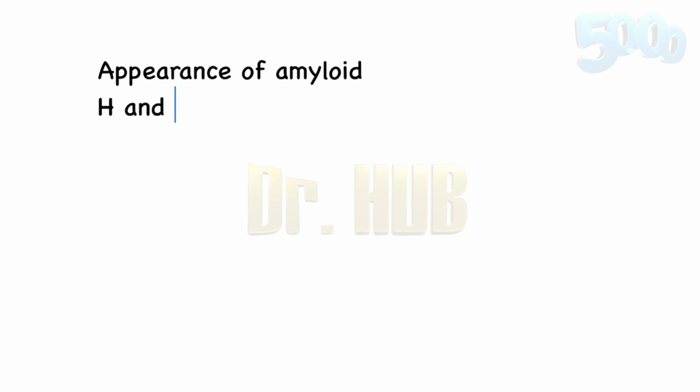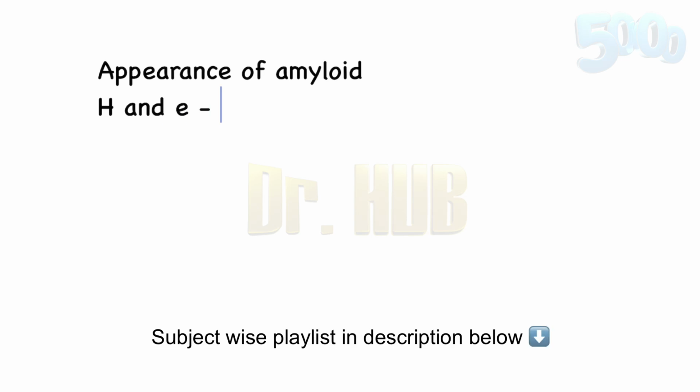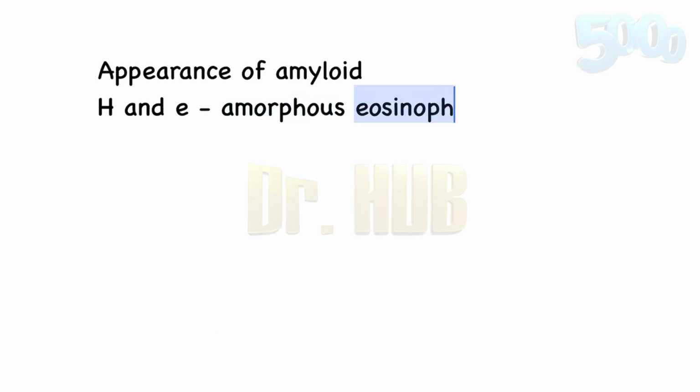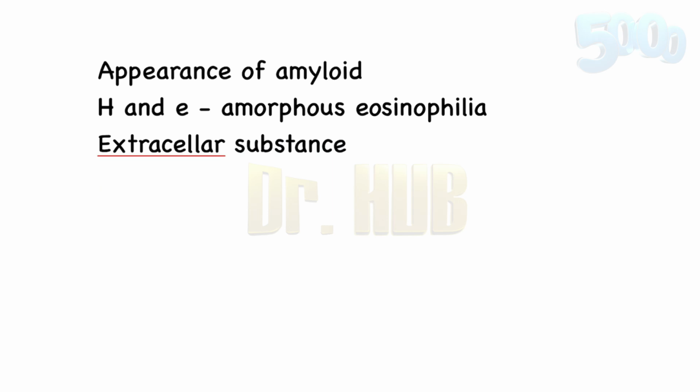Now let's look at the appearance of amyloid. The first method is light microscopy and the standard H&E. The appearance includes an amorphous eosinophilic extracellular substance. The other method includes the Congo red stain in ordinary light. The appearance is pink or red in color in tissue deposits. Then comes the Congo red in a polarizing microscope.